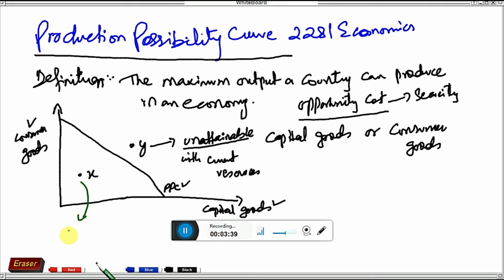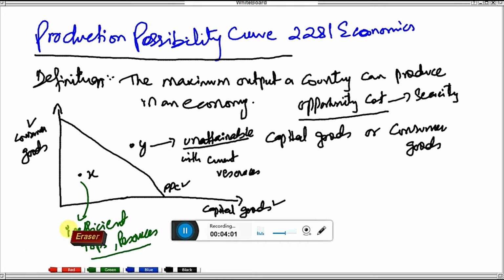X means that this point is attainable, but it is inefficient. What does it mean? It means the factors of production or the resources have been wasted. That means the production potential of the country was more, but the resources were wasted because of many reasons. So sir, what is the efficient point?